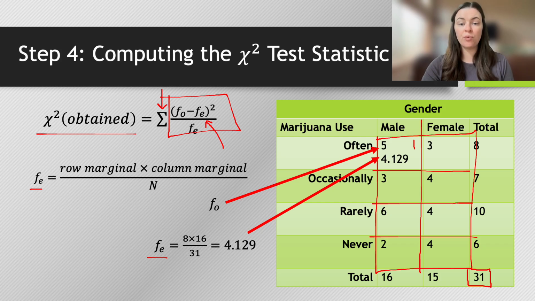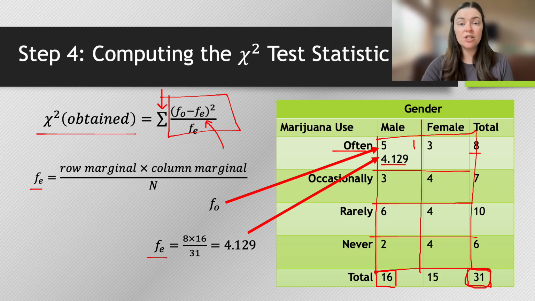We first take our row total of those individuals that reported that they often use marijuana, which is 8. We then multiply that by our column total, which is our total number of males within the sample, which is 16, and divide that by our n, or the total number of individuals within the sample, which is 31. And so our expected frequency, or the value we would expect to see in this cell if there was truly no relationship between gender and marijuana use, is 4.129.